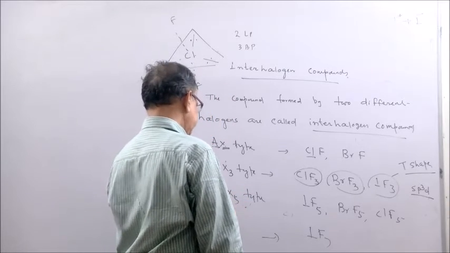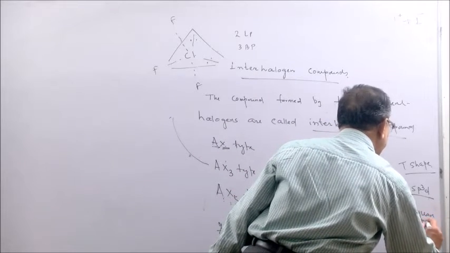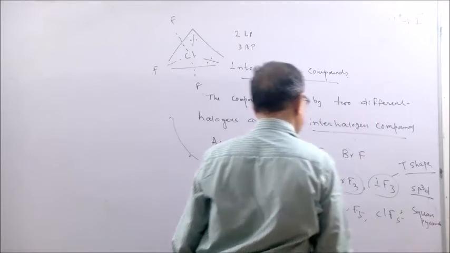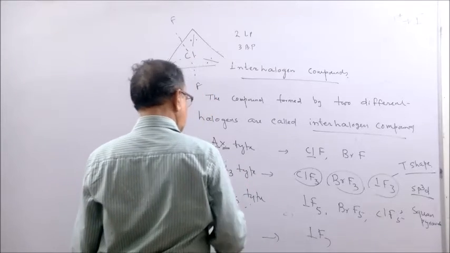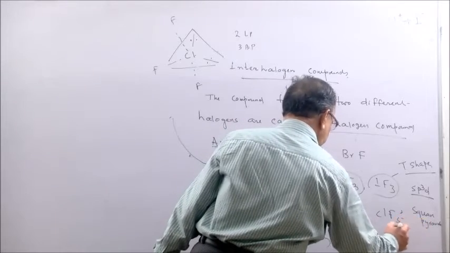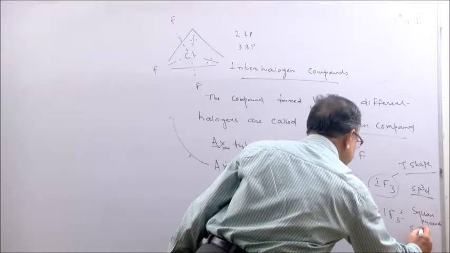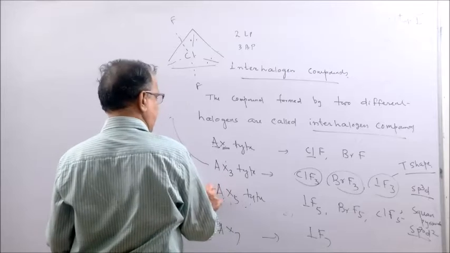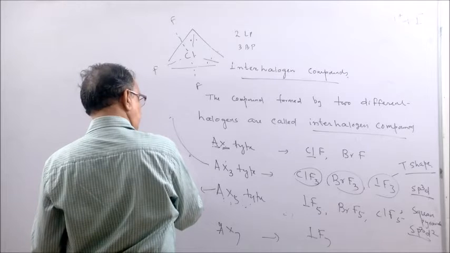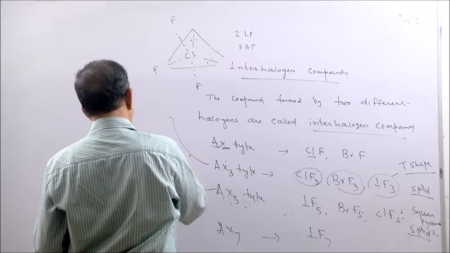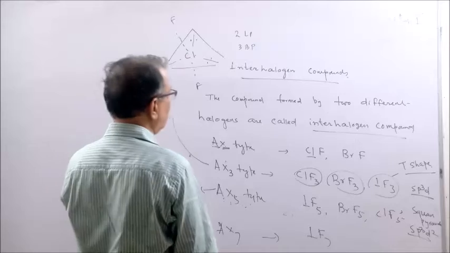In IF5, the structure is square pyramidal. Out of 6 positions, 5 have bonds and one lone pair remains. We may write it like this: the shape is square pyramidal, but the hybridization is sp3d2, for the AX5 type. One lone pair remains there, with 5 bond pairs.